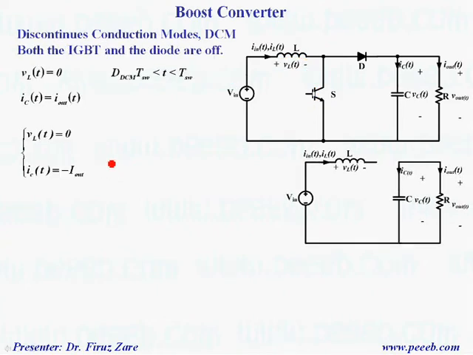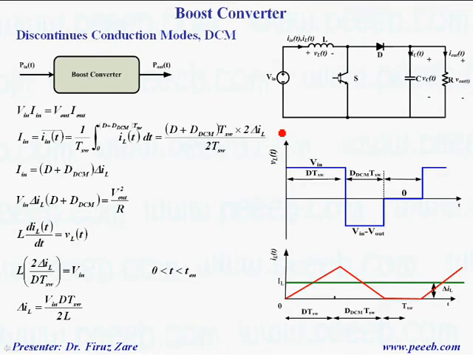The last part is when the current through the inductor gets to 0. In this case the voltage across the inductor is 0, so the current through the capacitor is minus the load current, which is written here. So now we can find the equation for discontinuous conduction mode. That means if the system is lossless, then the average input power should be equal to the average output power. That means V in times I in equals V out times I out.